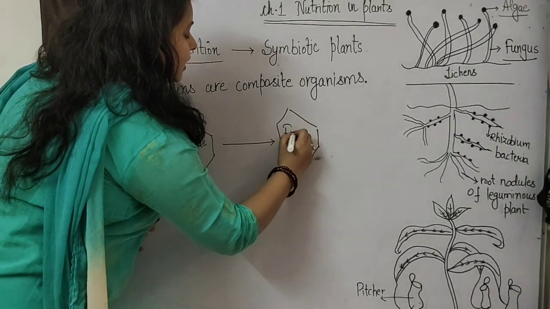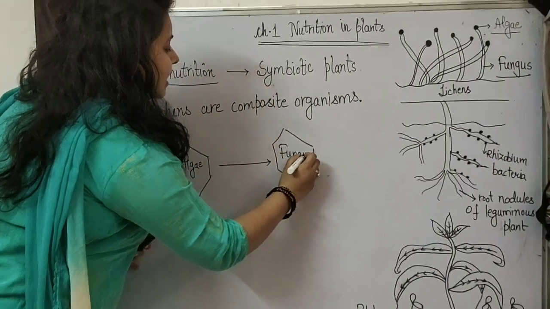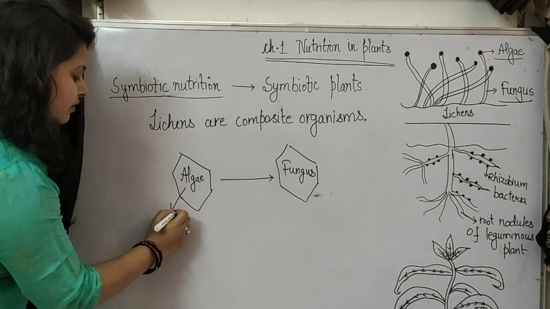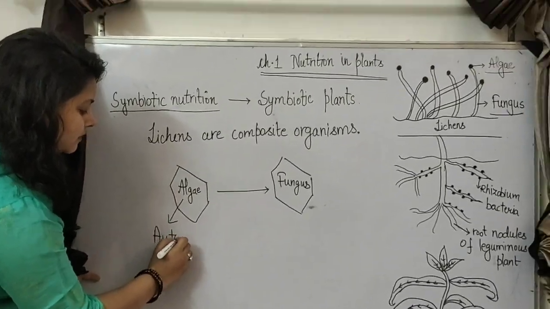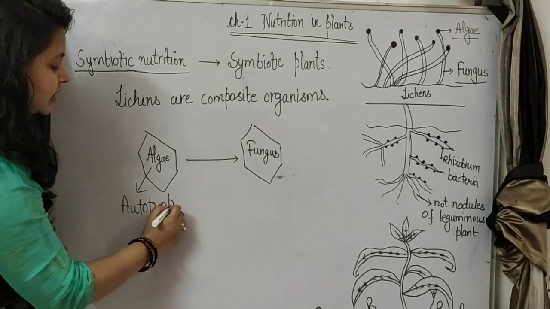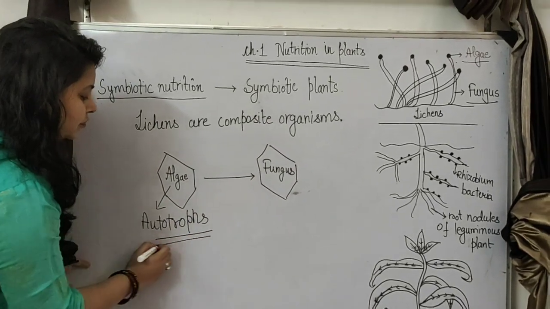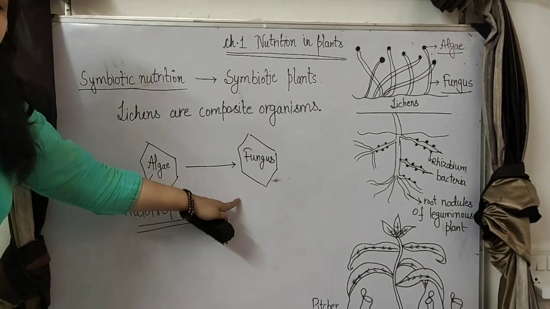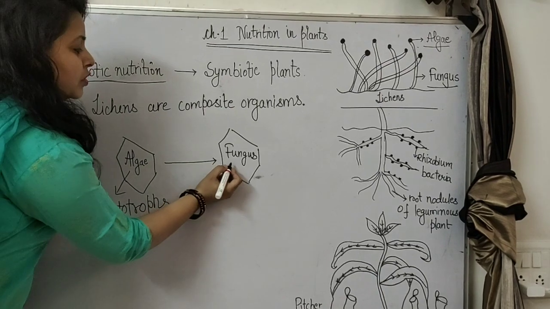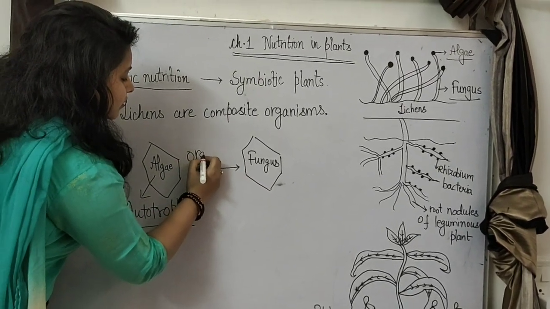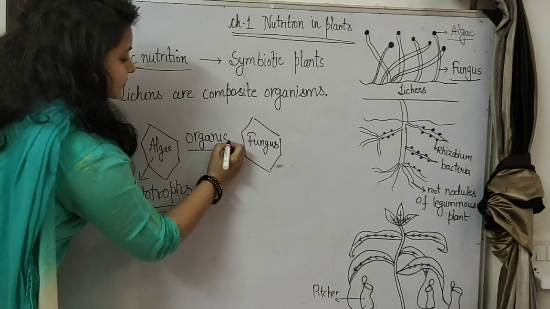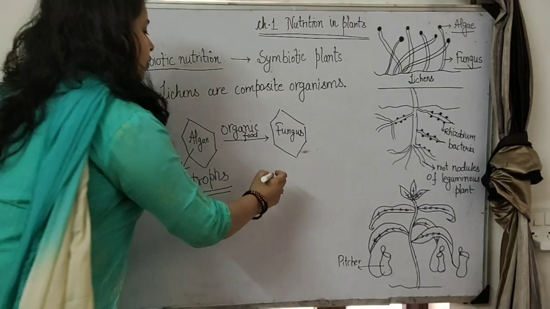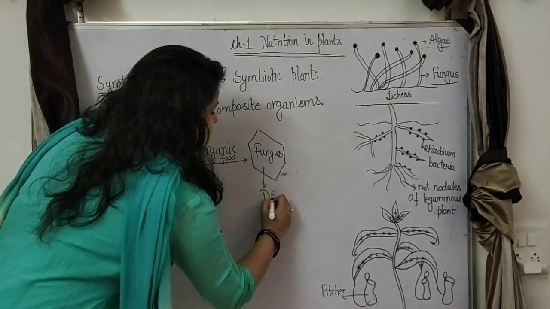And here they both are dependent on each other. As we know, algae are what? Autotrophs. That means they can prepare their own food. And here they will prepare food for themselves as well as for fungus. They will provide to fungus what? Organic food. And we also know that fungus is what? A decomposer.